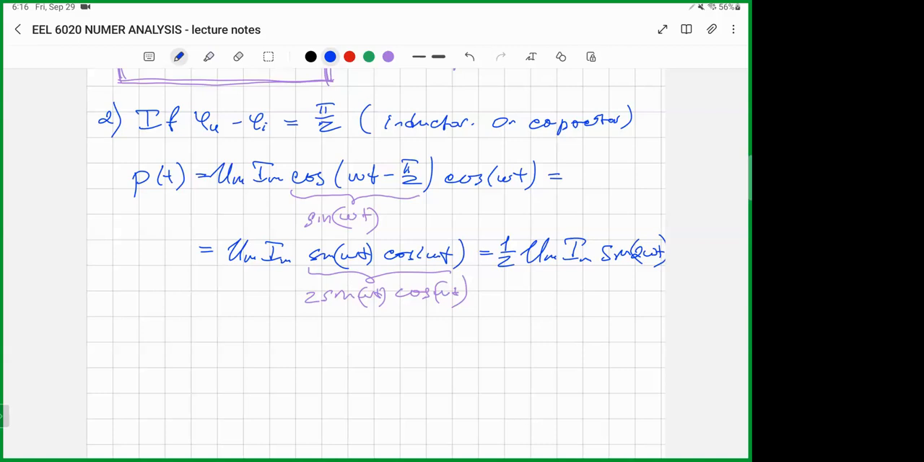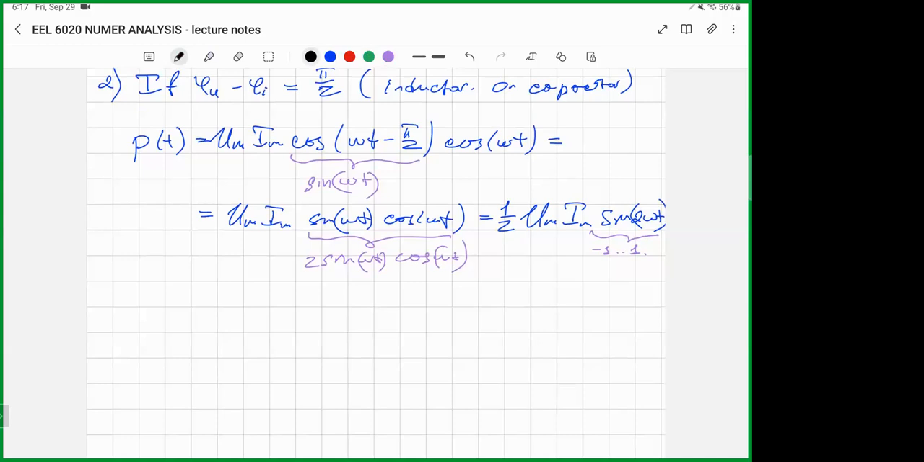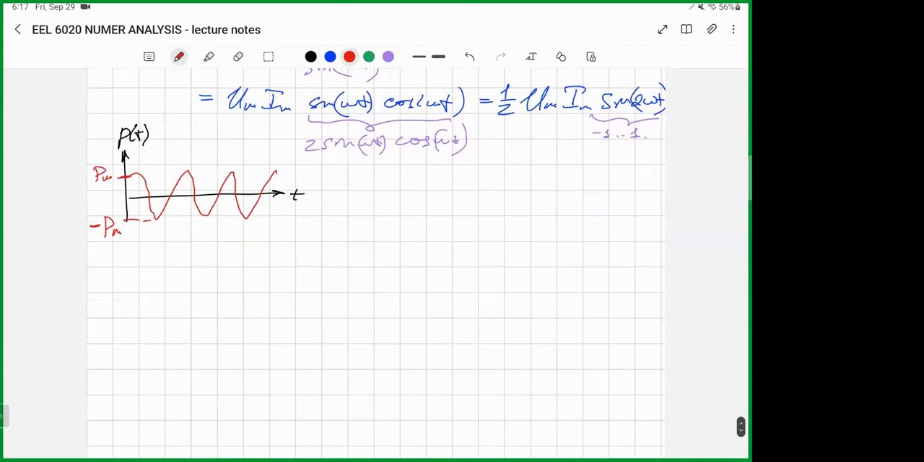So now this instantaneous power is again a function of time, but now it changes from minus 1 to 1. This sine function changes from minus 1 to 1. And the resulting instantaneous power changes between minus maximum value and plus maximum value. So it is now a function like this. This is the plus maximum value, this is the minus maximum value, and guess what the average value is?